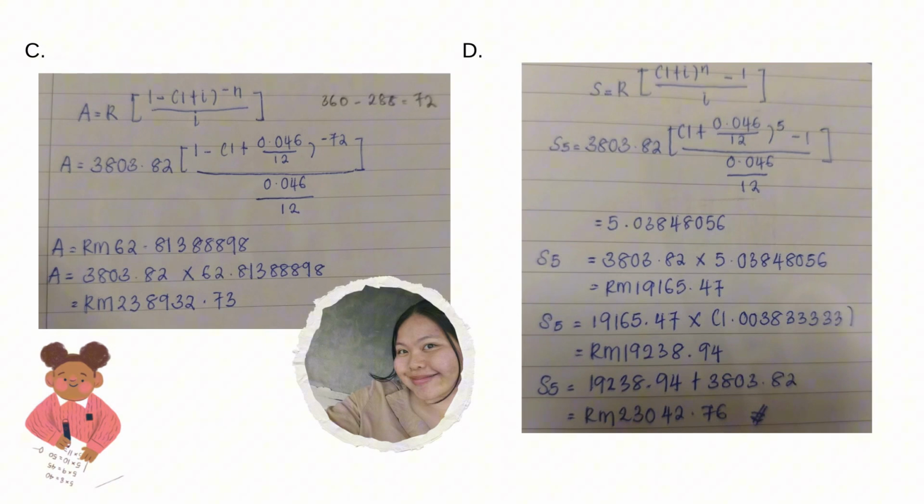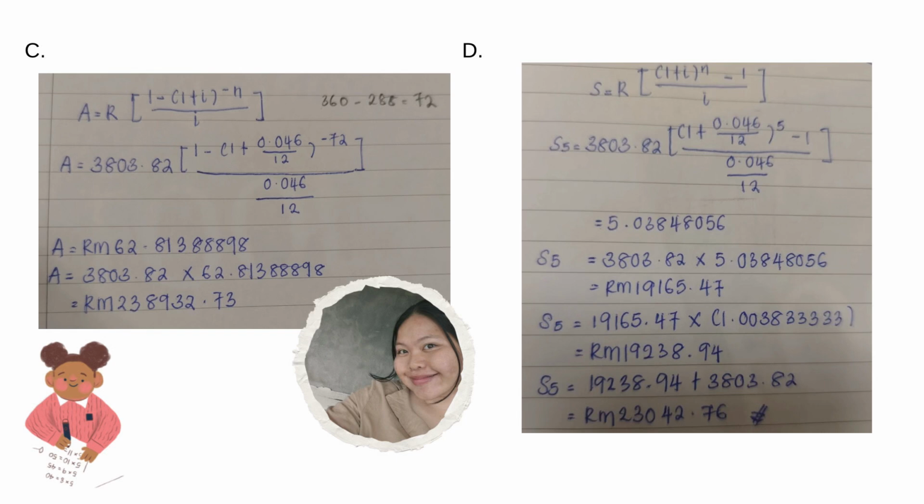Question 4, part D. For this question, I will use the future value formula. Amir failed to pay the first 5 monthly installments. Therefore, these 5 unpaid monthly payments accumulated with interest. And from the calculation, the accumulated value of the first 5 unpaid payments is Rm 19,165 ringgit and 47 cents.